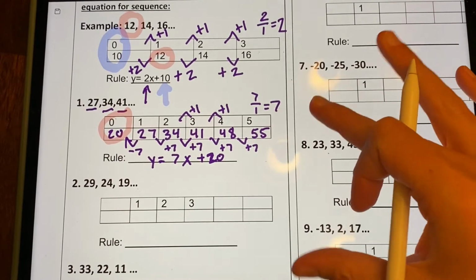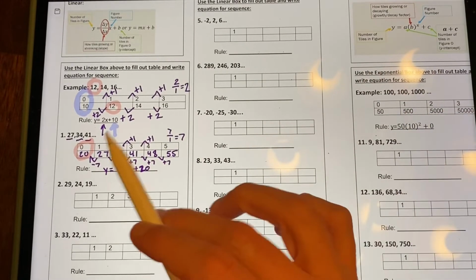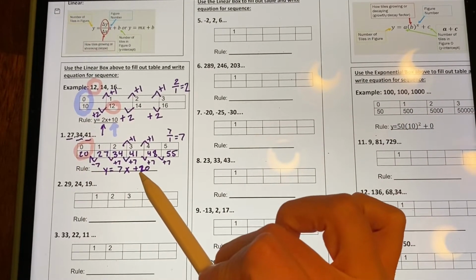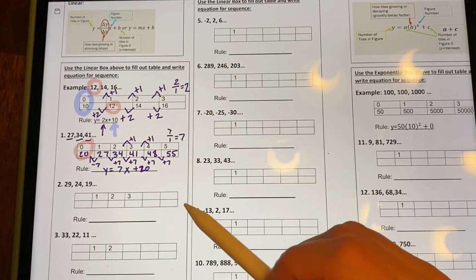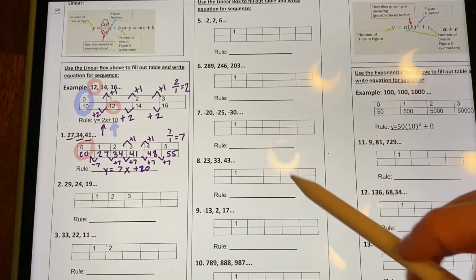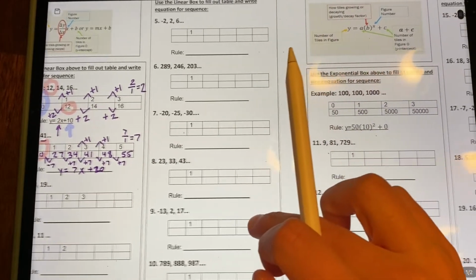So that's what you're doing for the first section, okay? You are figuring out what the 0 is to put here, figuring out the change in x to put here. It always goes 0 through 5 on all of these, 0 through 5. So the change is always going to be 1 on the top for that first section.